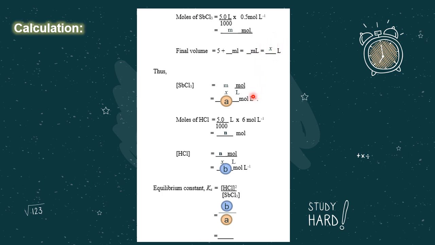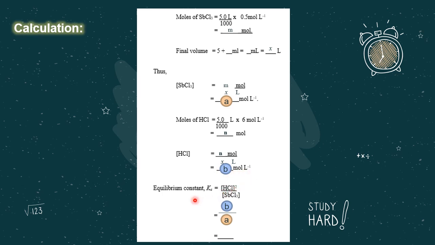That's why the new concentration of the SbCl3 is mole over volume. So n moles divided by X liter, so you get the concentration A. Next, for the number of moles of HCl, it's the same, 5 ml and then 6 molar. So applying n equals MV per thousand, you get the n moles. And then the volume is here, X liter. So now you get the new concentration for hydrochloric acid, B molar.